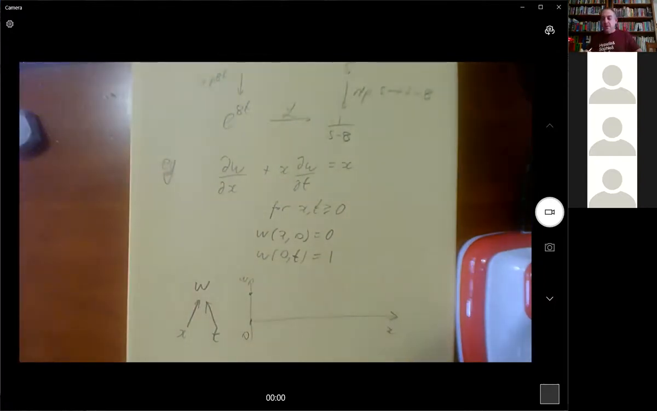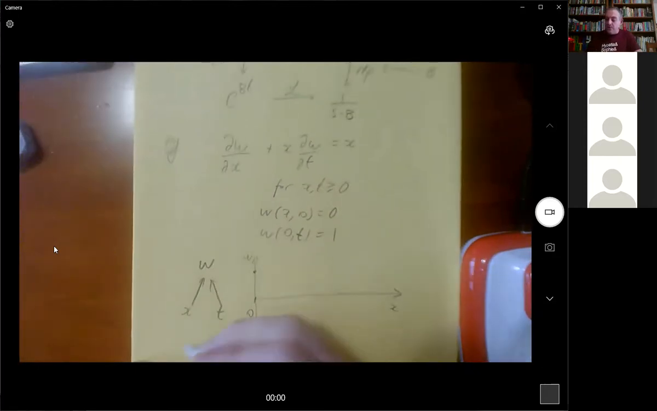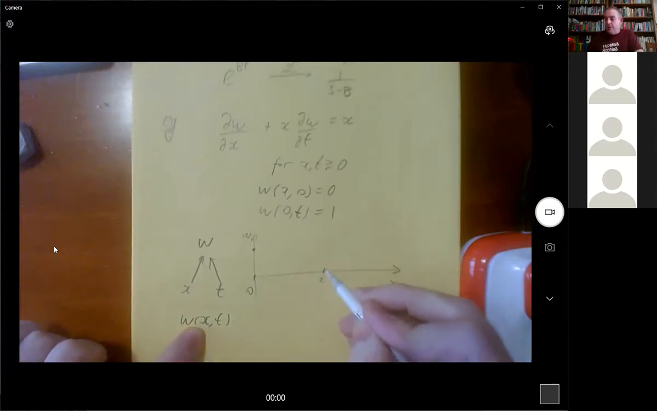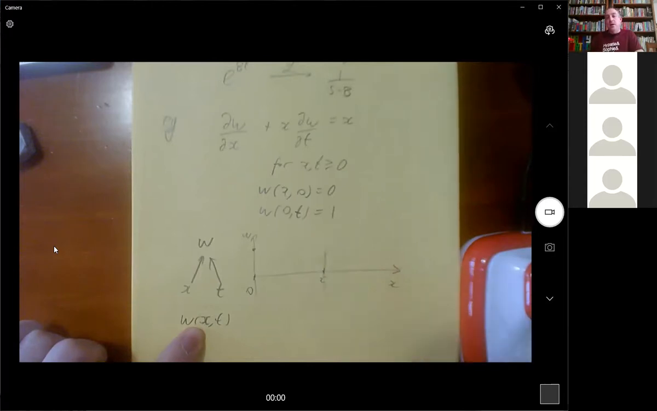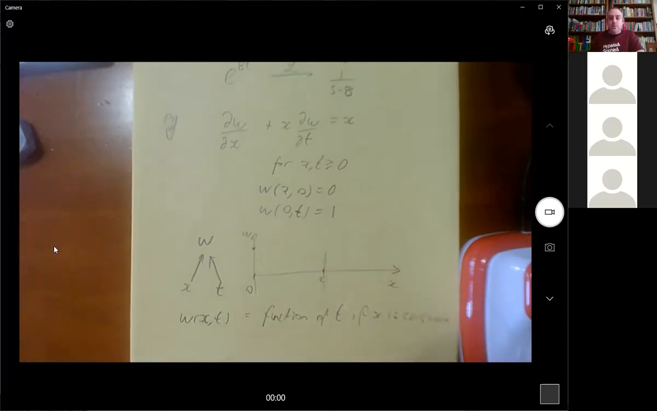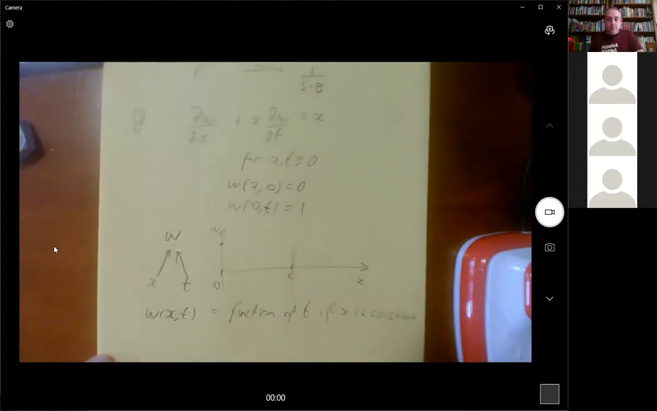Okay. This has 2 variables, and the traditional Laplace transform is only a function of 1 variable. So what I'm going to have to do is imagine that w of x and t, if I imagine that the x is a specific spot, and I think about what happens as time moves, then I can think of that as a function of just t if I think of the x as a constant. Right. So that's the idea I'm going to be using.